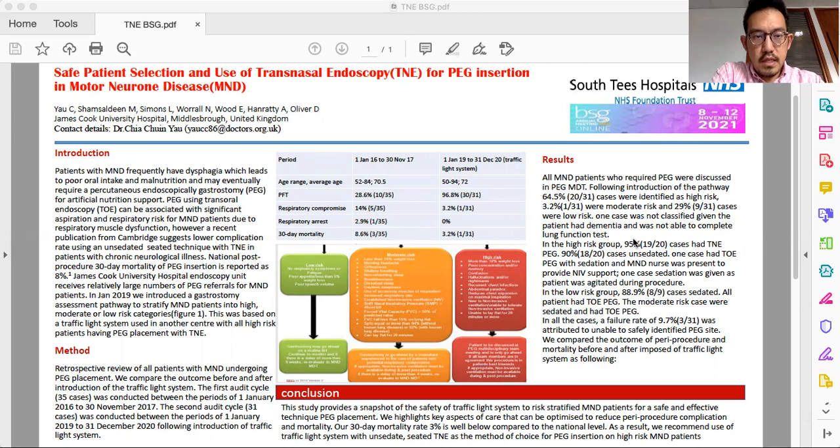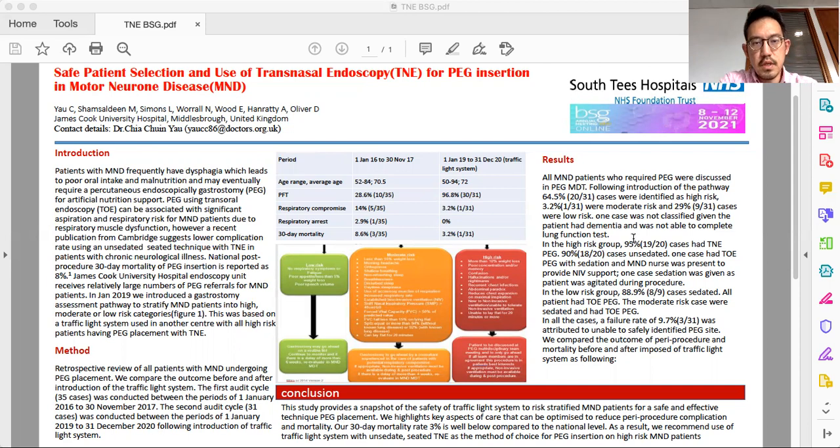The results we gained: all MND patients who require PEG were discussed in MDT. Following introduction of the pathway, 64.5% of patients were identified as high risk, one case was moderate risk, and 29% were low risk. One case was not classified, given the patient had dementia and was not able to complete the lung function test, which is crucial in categorizing patients.